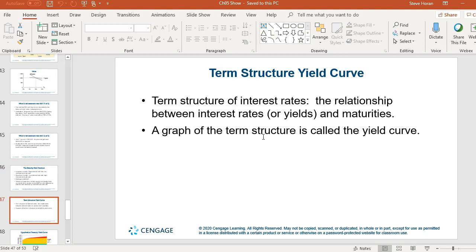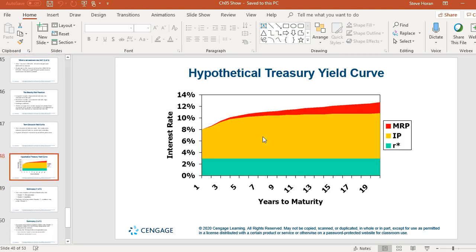And then term structure and the yield curve. Basically, there's the relationship between interest rates and maturity, and this is called the yield curve. And that's what a normal yield curve would look like. Occasionally, you'll hear what they call an inverted yield curve. With an inverted yield curve, that means that short-term rates are higher than long-term rates. So if you ever hear that, that's what that means.